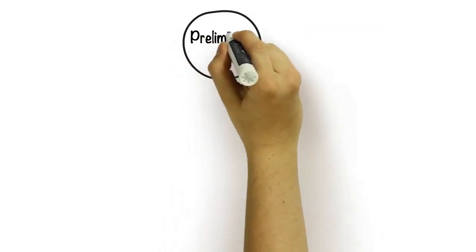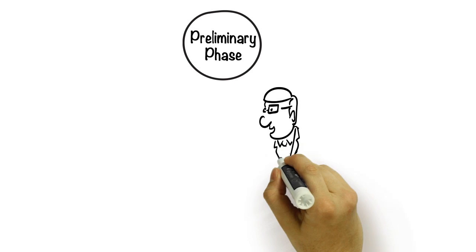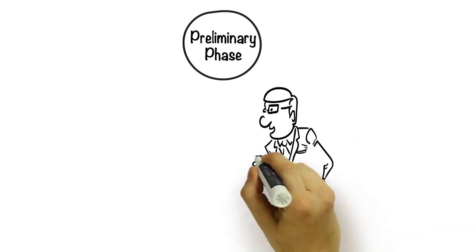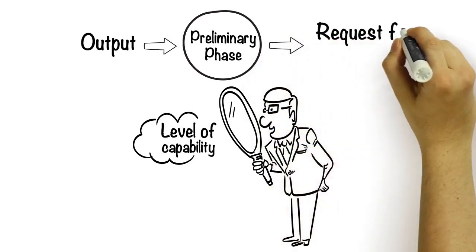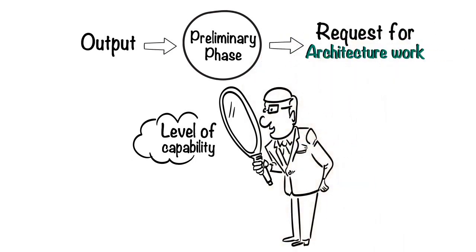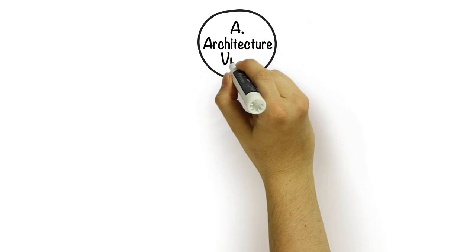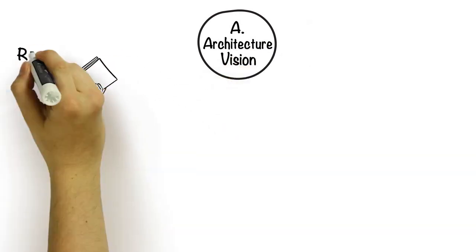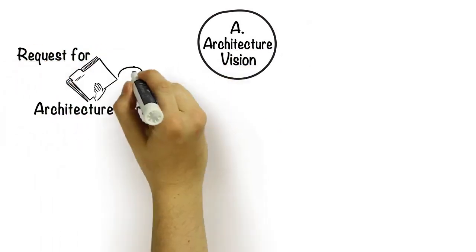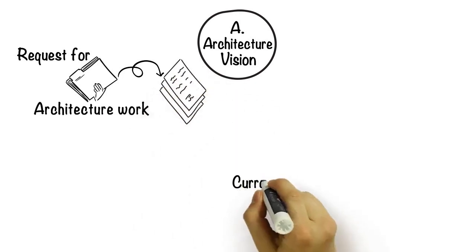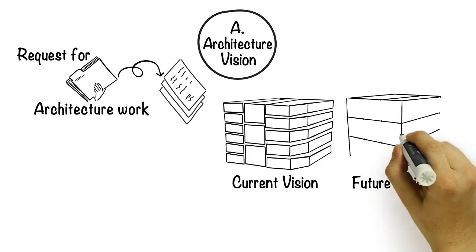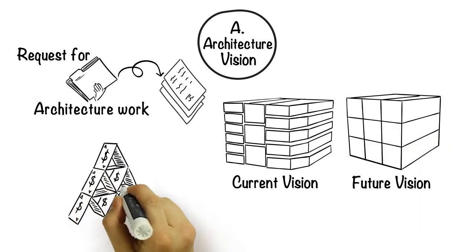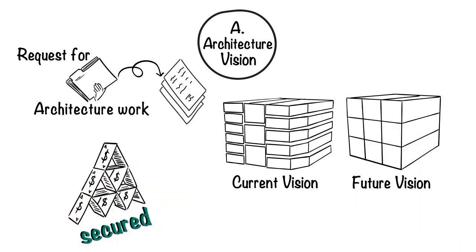First up is the preliminary phase. We start off by setting the scope and understanding the defined level of capability within the organisation. The primary output of this phase is a request for architecture work. We then move to the architecture vision. Here we firm up the deliverables from the request for architecture work into a statement of architecture work. We also define the current and future vision to show the business value being delivered, and we engage with stakeholders to ensure their buy-in is secured.